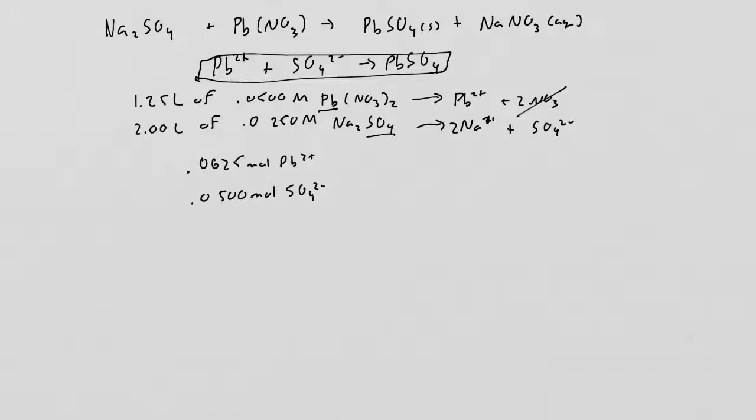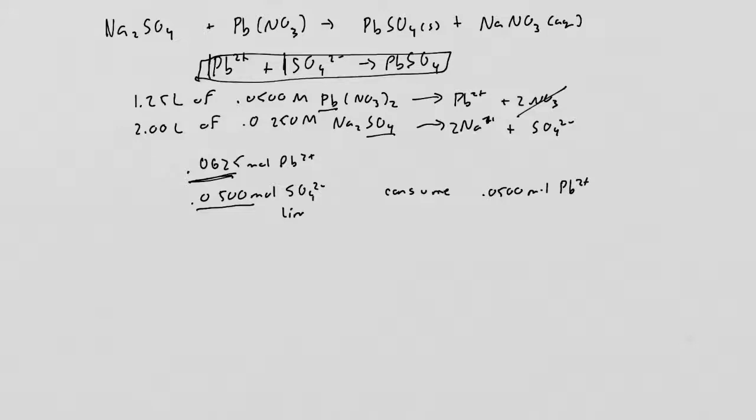If all 0.0500 moles of sulfate are consumed, you're going to consume 0.0500 moles of lead because it's a 1-to-1 ratio. So basically, you're going to consume 0.0500 mole of the Pb2+, leaving some lead behind, because this is your limiter. And this number here is in excess.